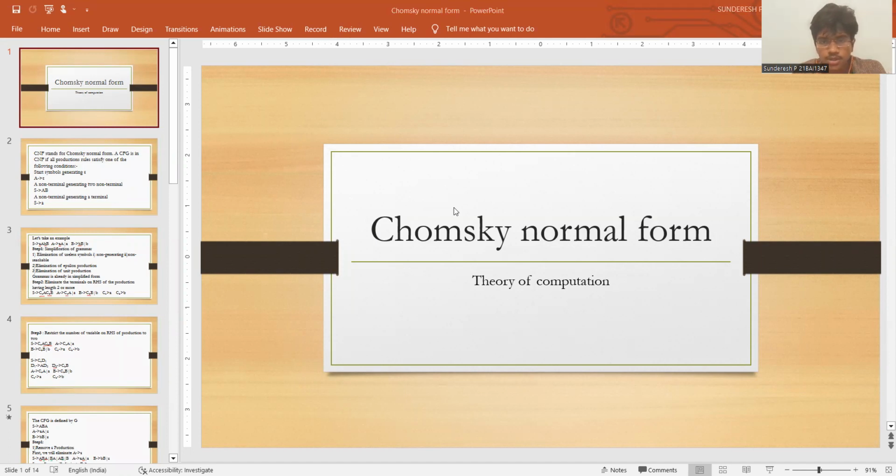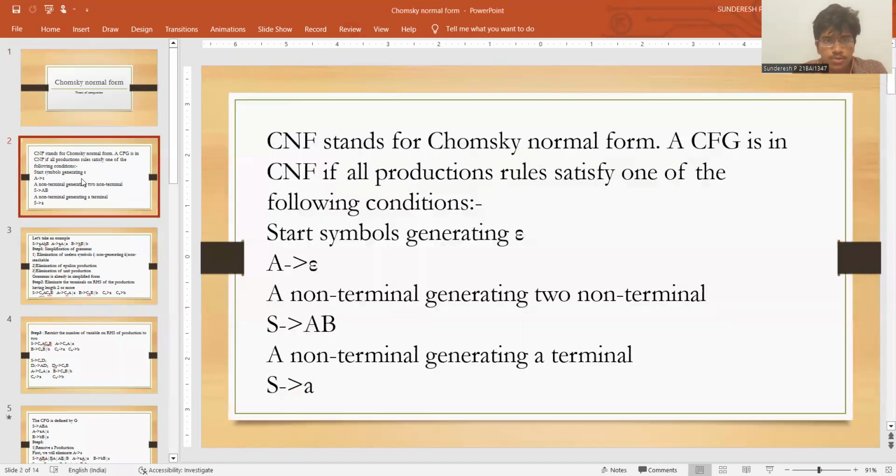I'm gonna teach you about the Chomsky normal form today in theory of computation. Let's move to the topic. CNF stands for the Chomsky normal form. A CFG is said to be in CNF if all the production rules satisfy one of the following conditions. The starting symbol should be generating an epsilon, or a non-terminal symbol should be generating two non-terminal symbols, or a non-terminal symbol should be generating a terminal symbol.